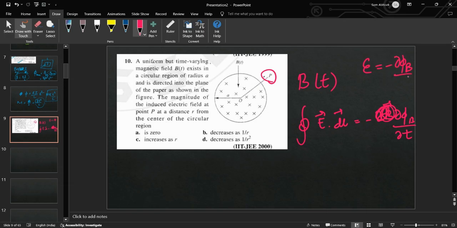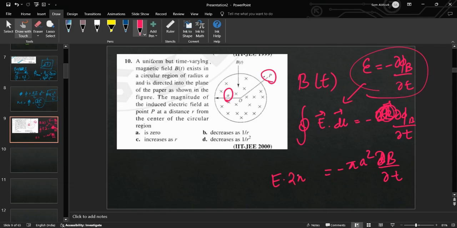This is actually Faraday's law of electromagnetic induction, and EMF can be written as E dot dl equal to minus dφ/dt. Here the magnetic field is changing with respect to time, but the area is constant, so we take the area out: π times the radius squared times dB/dt. And this is E dot dl, electric field dot length. What is the length of this circle? 2πr. So E times 2πr.